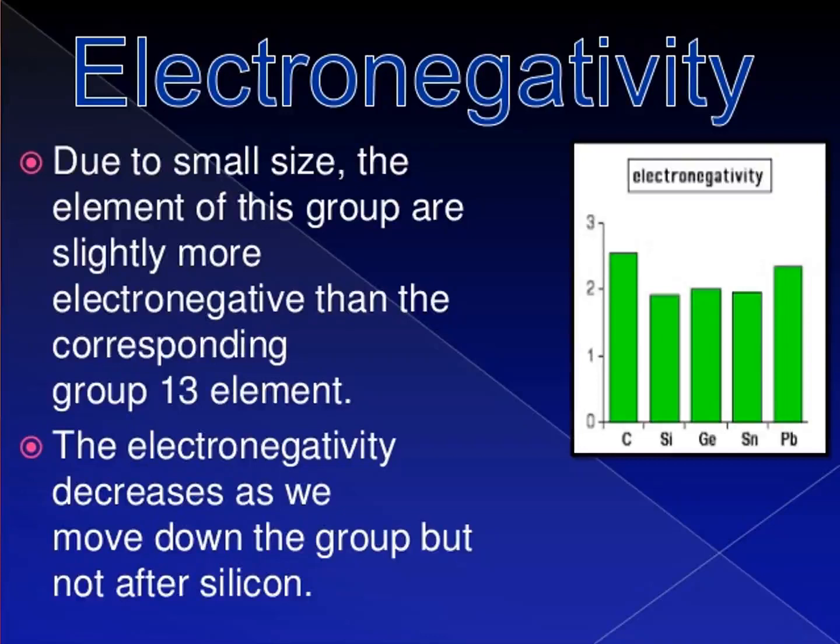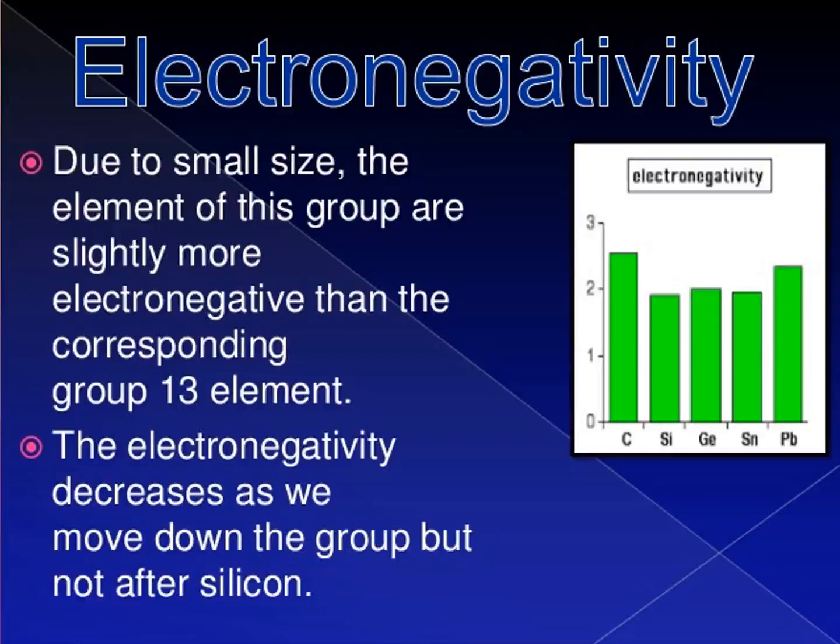This observed trend can be correlated with their atomic radius. Children, did you understand what electronegativity is? Due to the small size, the elements of this group are slightly more electronegative than the corresponding group 13 elements. See, there is a graph of electronegativity. For carbon, electronegativity is high; for silicon, it decreases; germanium increases; lead increases more. So the electronegativity decreases as we move down the group, but not after silicon.